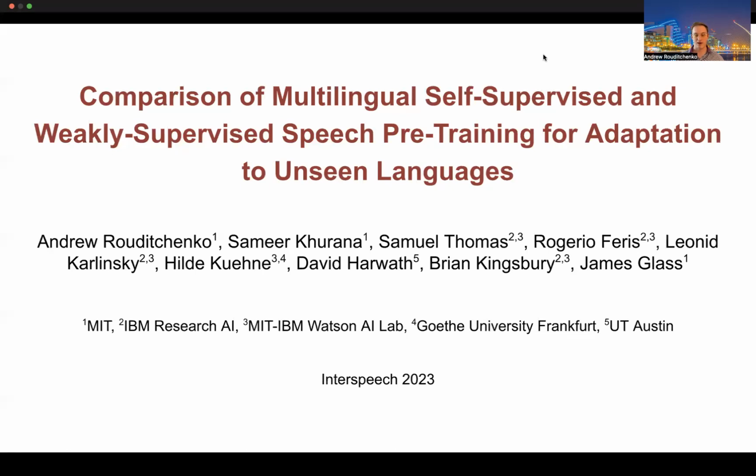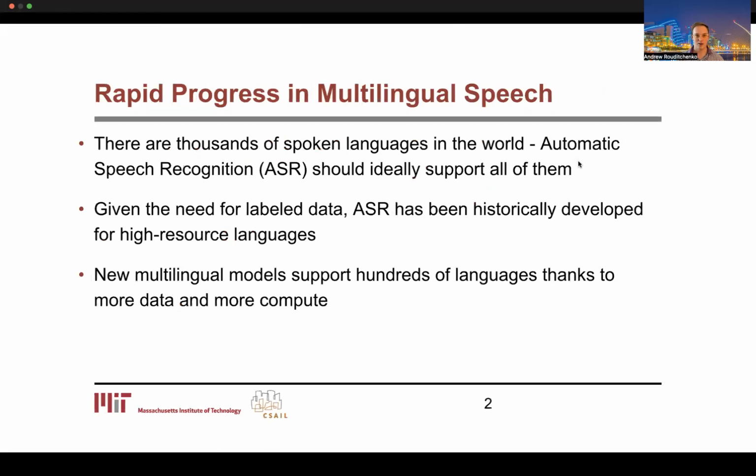I'm a PhD student at MIT, and today I'll be presenting my work, Comparison of Multilingual Self-Supervised and Weakly-Supervised Speech Pre-training for Adaptation to Unseen Languages. There are thousands of spoken languages in the world, and automatic speech recognition, or ASR, should ideally support all of them. Given the need for labeled data, ASR has been historically developed for high-resource languages, but this is changing.